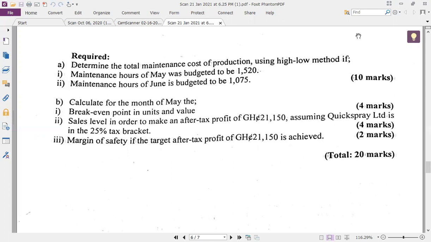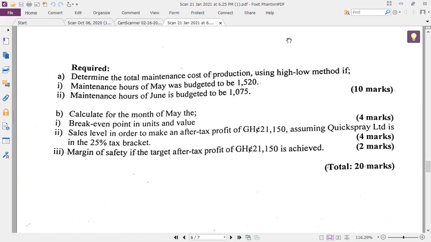We said that in break-even, we are interested in the controllable profit, and that is the profit before tax. The last one says margin of safety if the target after-tax profit of 21,150 is achieved. Now we can go to the main scenario.